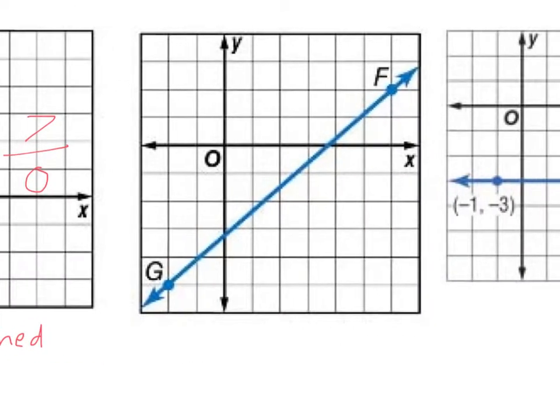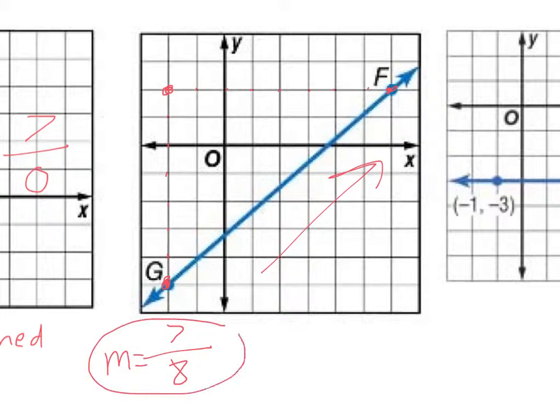The next example, we're starting at G. We've got F. So we're going to rise 1, 2, 3, 4, 5, 6, 7. 7 over, starting here, 1, 2, 3, 4, 5, 6, 7, 8. 8. It's positive because it goes uphill from left to right. So this slope is 7 over 8.